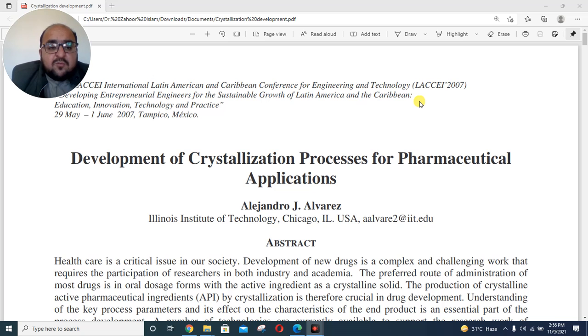Today the topic which I'm going to present is the development of crystallization process for pharmaceutical applications. So you all know better that nowadays in this modern age, the scientists are going to develop new methods and new innovations in the field of pharmaceutical sciences and biological sciences.